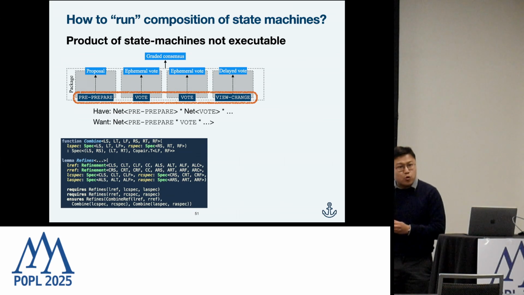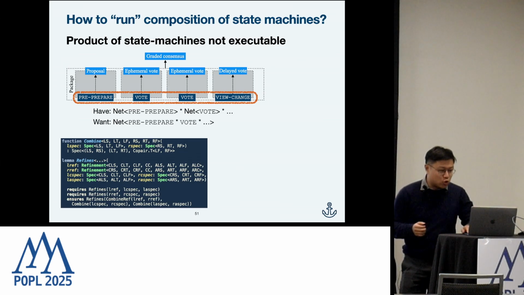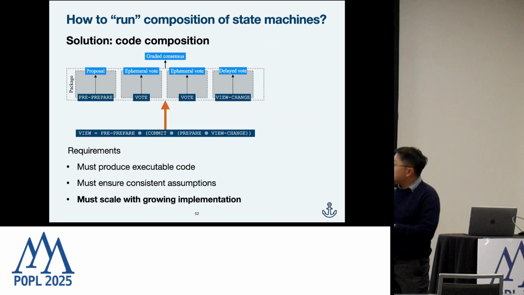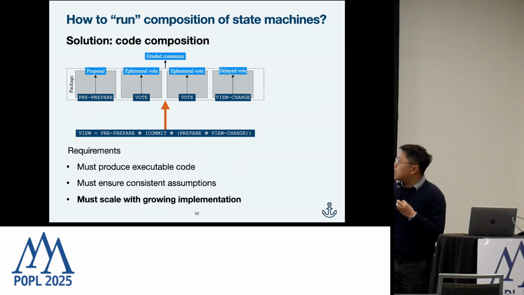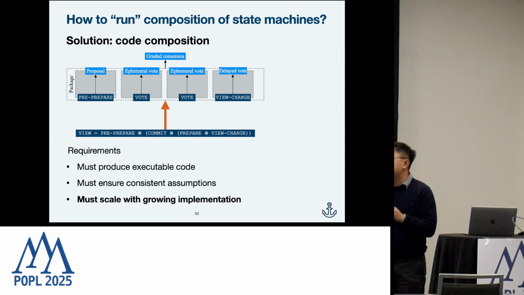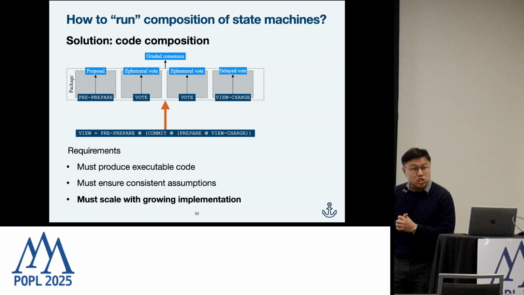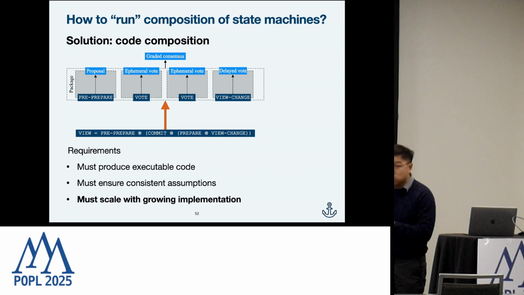It's the product of 4 different state machines, and that doesn't actually even correspond to anything in physical reality. So our solution, of course, is to create a mechanism to compose 2 pieces of code together. The requirements for this is that it must produce executable code. It must ensure that each piece of code that's being composed has assumptions that are consistent with each other. And the most important requirement is that verification effort needs to scale with the growing implementation size.